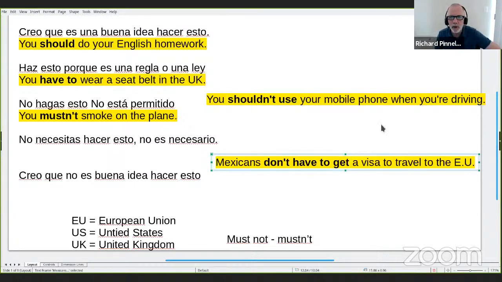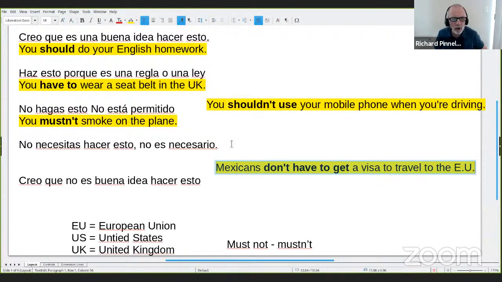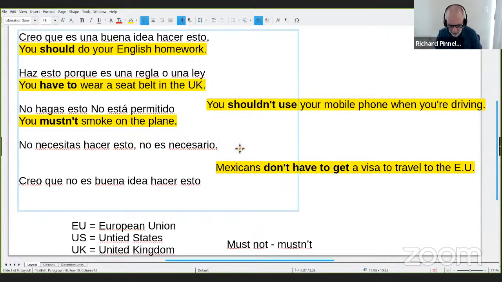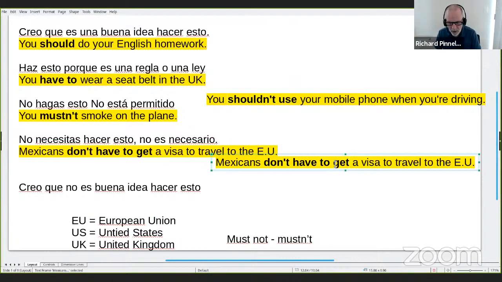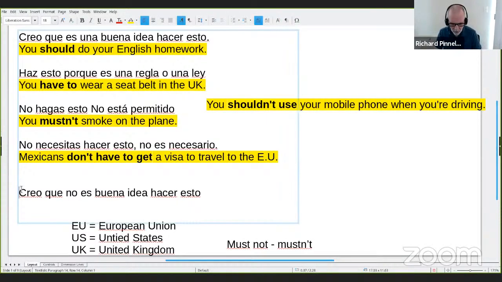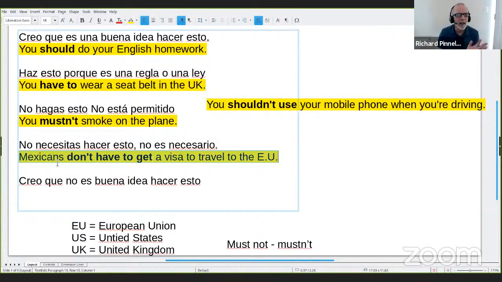The answer to this one is, cuando una cosa no es necesaria, usamos don't have to, que es el negativo de have to. So hay una diferencia entre have to y el negativo. Primera cosa, el negativo de have to es como en el presente simple. Tenemos que usar el verbo auxiliar don't, do not. Mexicans don't have to get a visa to travel to the European Union. Esto significa que no es necesario. Si quieren una visa, sí, la pueden conseguir, pero no es necesario.